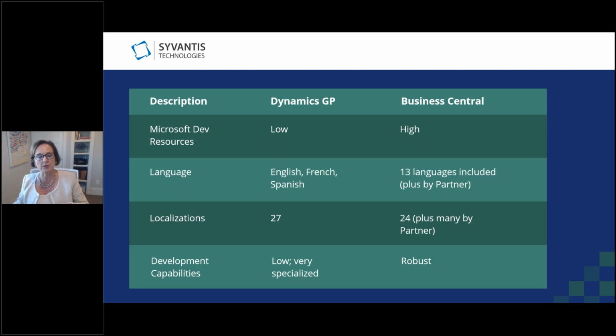So I should stop for a second and explain the difference between a language and a localization. A language is exactly what it sounds like. It's a translation into a particular language. By contrast, a localization modifies the application to follow local accounting rules and accounting laws.